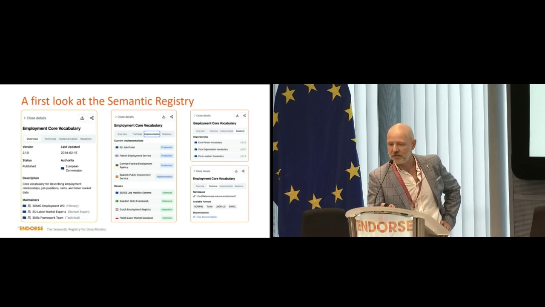Like, for example, I want a vocabulary in the domain of employment that is in production by the French Employment Office, and that is relying on the fact that they import core person, core organization. Well, this is a completely different way to initiate the description of a modeling exercise.